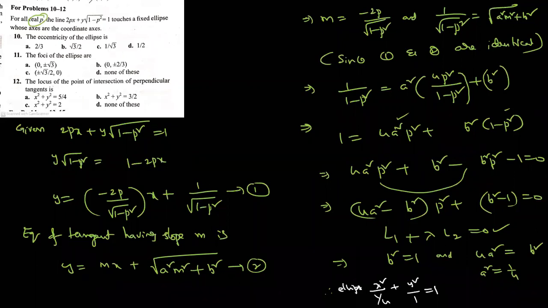For question number 12, see here, the locus of the point of intersection of perpendicular tangents means what, dear students? Find out simply. That is the director circle. What is that? X square plus y square is equal to how much? 1 by 4 plus 1. That is 5 by 4. So the option is A.